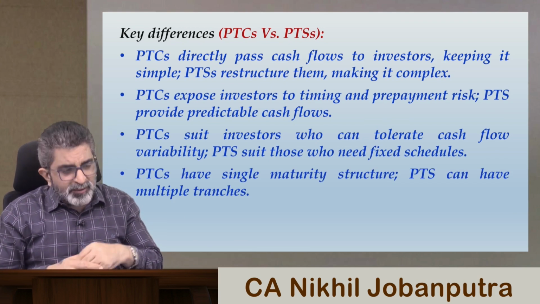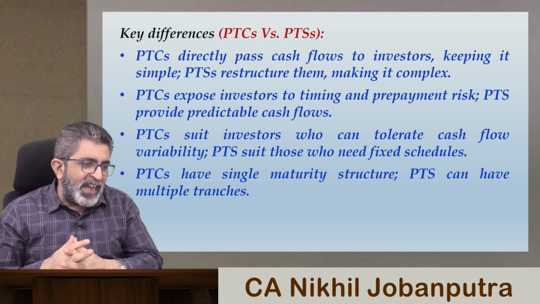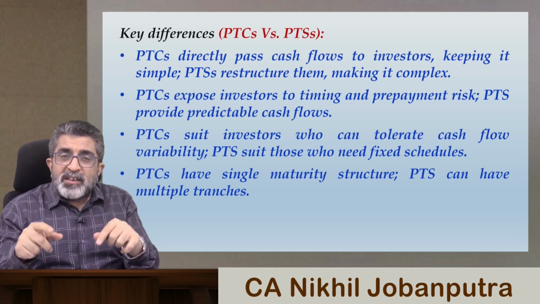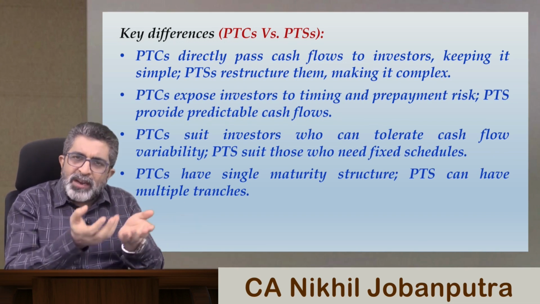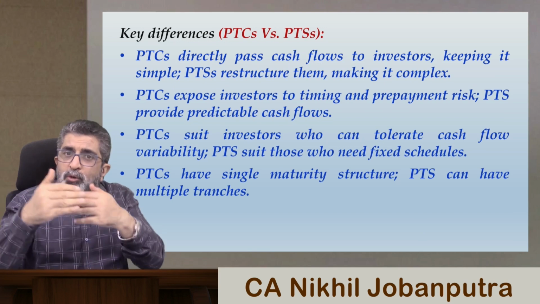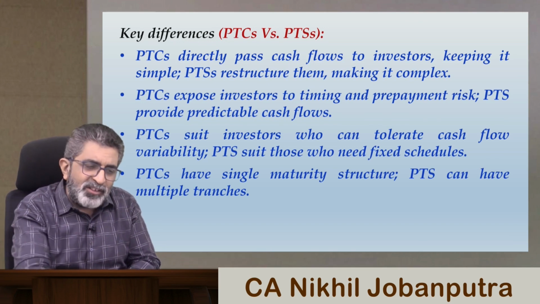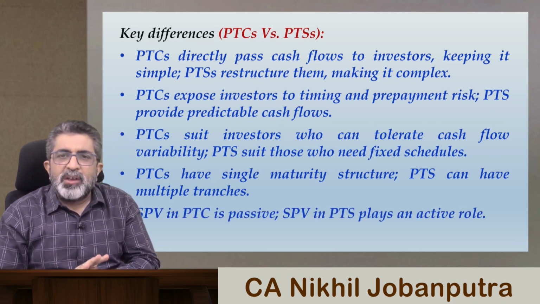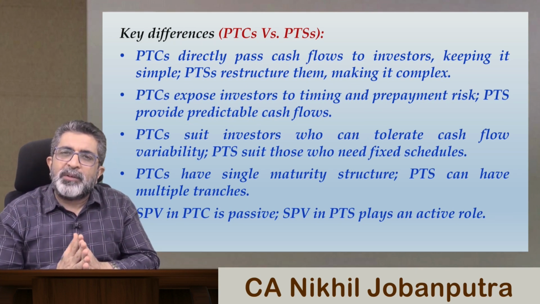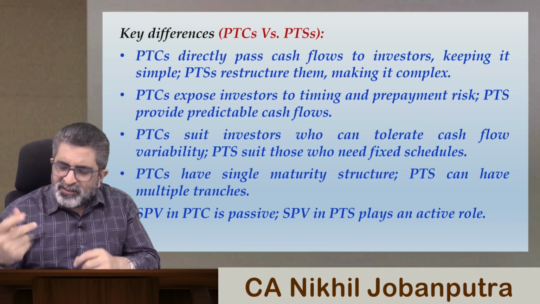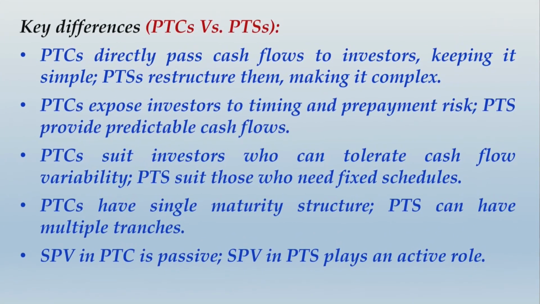PTCs generally have a single maturity structure, and PTS can have multiple tranches. In fact, PTS need to have multiple tranches, because PTC being a simple structure, as and when money comes, it will be passed through. So they don't have to make time tranches, whereas in case of PTS, time tranches become an important activity. So the SPV in PTC is passive, that is, in pass-through certificates the role of the SPE is more passive, whereas it is highly active in case of pay through securities.